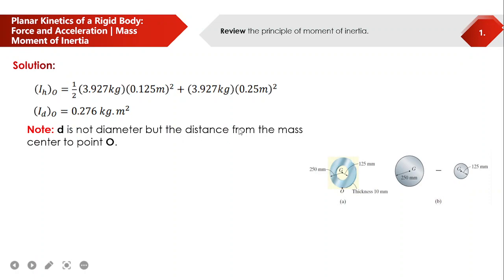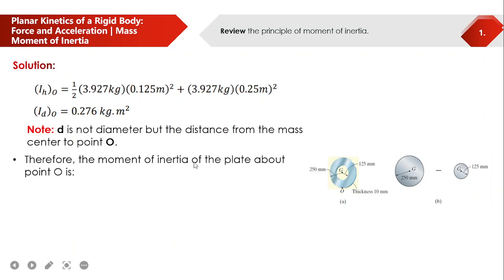Again, D is the distance from the mass center to the point O. Take note, be careful with this one to solve for your mass moment of inertia. Since we already have the disk and the hole, the moment of inertia of the plate about point O is just the difference of the disk minus the hole.